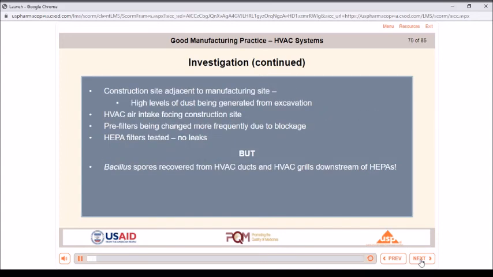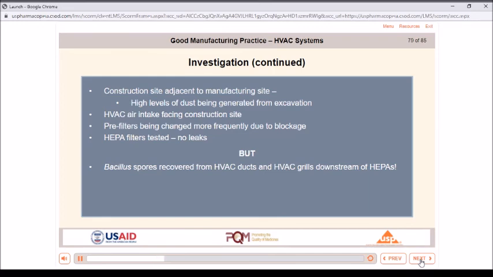Investigation continued. There was a construction site adjacent to the manufacturing site that had been generating a lot of dust from excavation for some time. This had not been considered as a risk because it was considered that the HVAC system supplying the clean rooms would filter out any contamination from the exterior of the building.